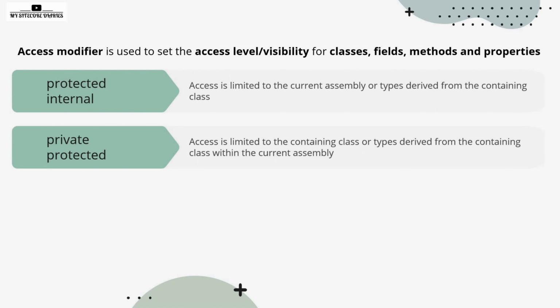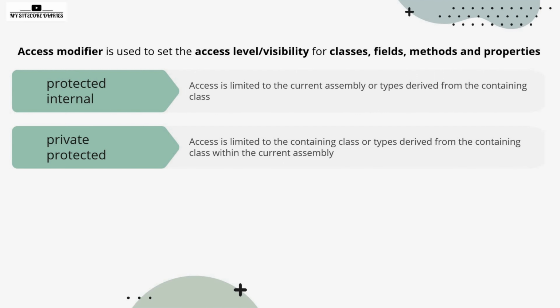Okay, so protected internal is access limited to the current assembly or types derived from the containing class, whereas private protected is the difference. First is protected internal and second is private protected, where access is limited to the containing class or types derived from the containing class within the current assembly. So you have an XYZ assembly, and there you are using a class A, and you have a PQR assembly, and there you are trying to access the class.